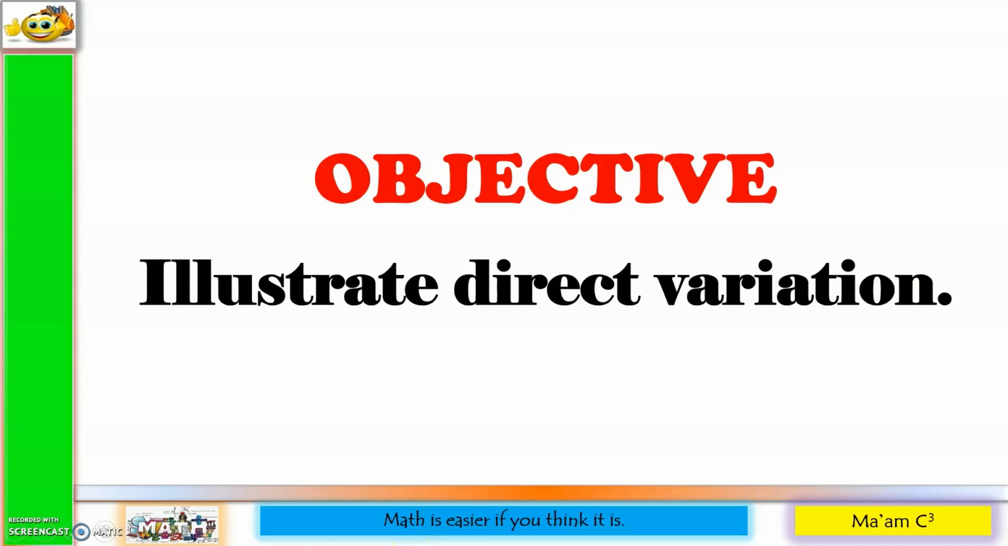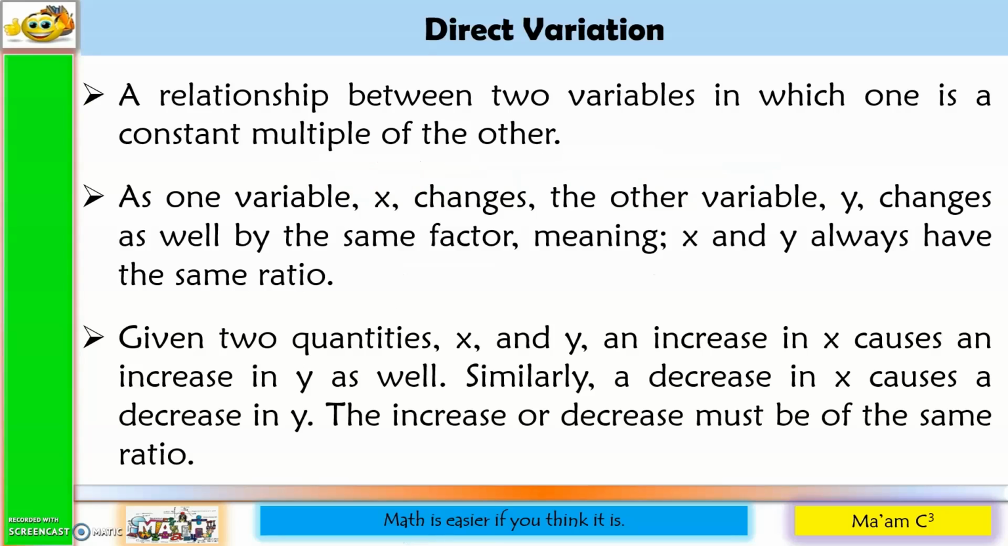Our objective in this lesson is to illustrate direct variation. It is a relationship between two variables in which one is a constant multiple of the other. Also, as one variable, such as x, changes, the other variable, y, changes as well by the same factor, meaning x and y always have the same ratio.